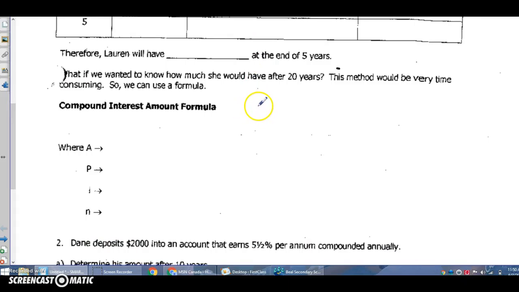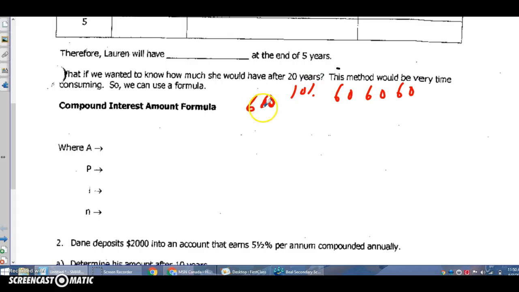So compound interest is different than simple interest. Simple interest, which we won't cover in this class, is if I give you 600 bucks and I charge you 10% simple interest. After 1 year, you owe me 60 bucks, and then the next year you owe me another 60 bucks, and the next year you owe me another 60 bucks in interest. Okay. The difference between that and compound interest is compound interest, you earn interest on your interest.